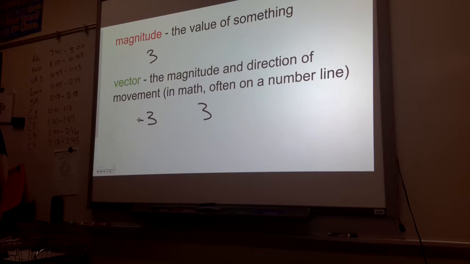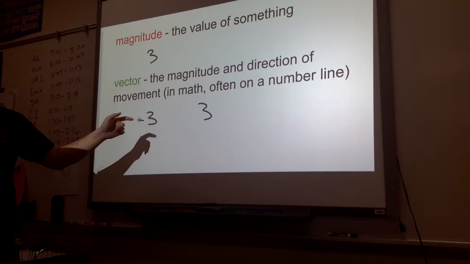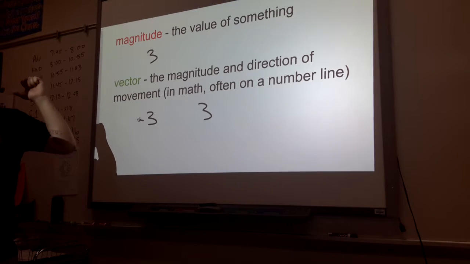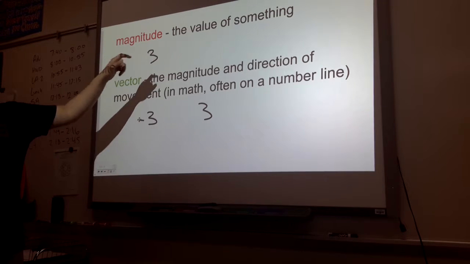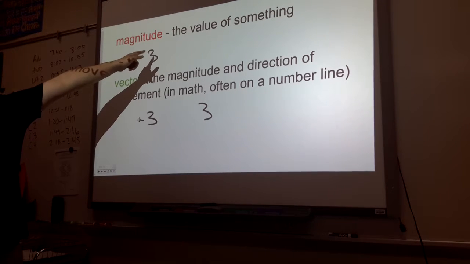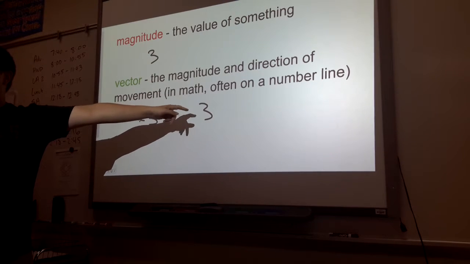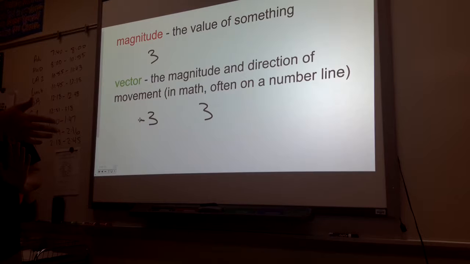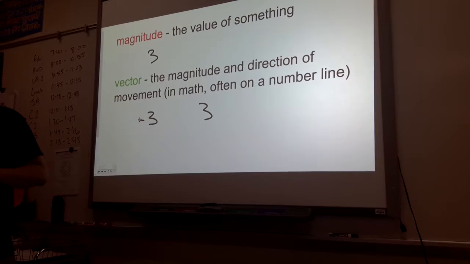Yes, Sama. Can you say that one more time? Okay. This has a direction, correct? It is to the left of 0. And it's 3 spaces, correct? That's why its value is 3. Its magnitude is 3. 3 could also be a vector because it could be 3 to the right of 0, but that also has a magnitude of 3. Any questions?